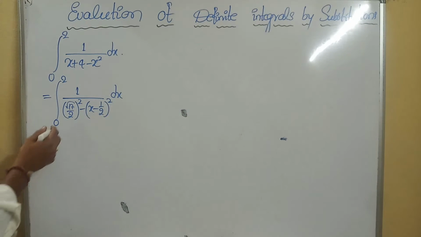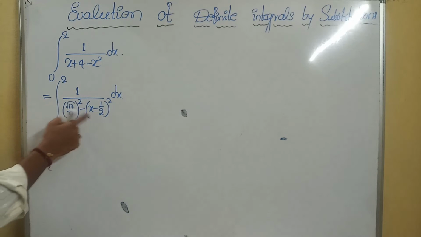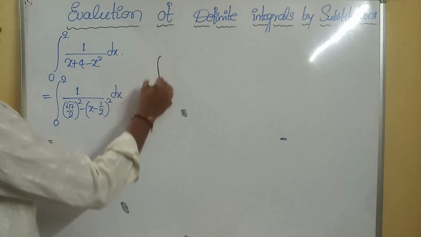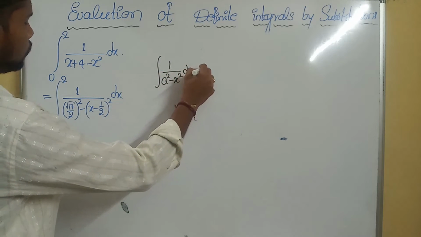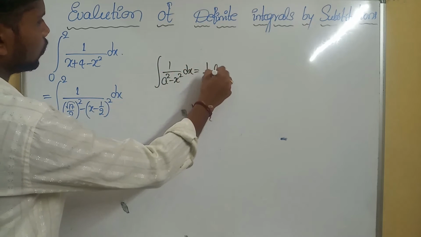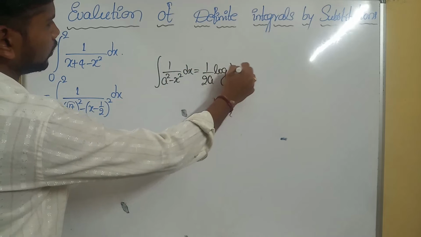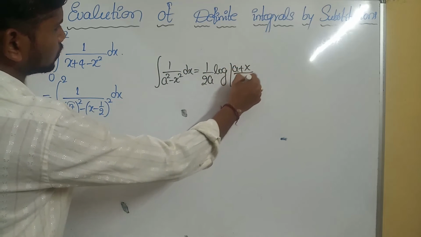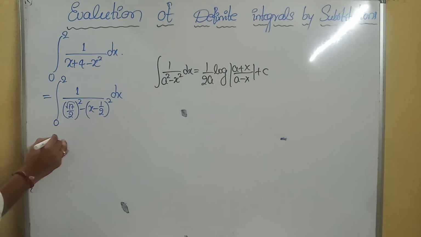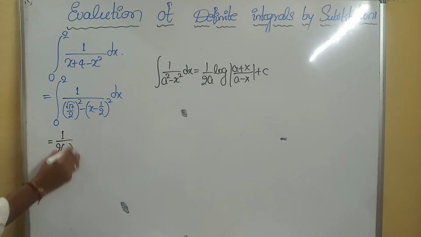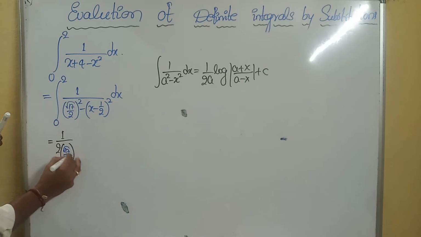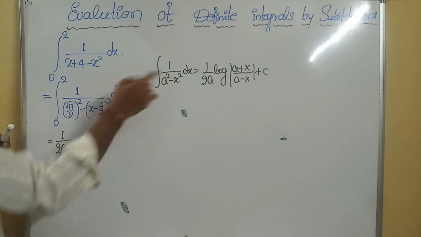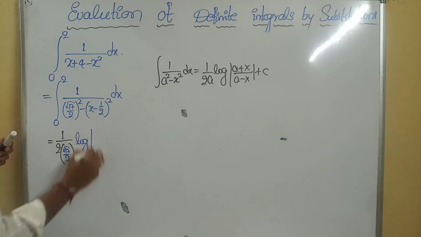Now it has the formula 1 divided by a square minus x square. What is the integral of 1 divided by a square minus x square? The formula will be 1 by 2a log modulus of (a plus x) divided by (a minus x) plus c. I'd like to use this formula, 1 divided by 2a. What is the a value? The a value is root 17 divided by 2. Got it? After that, log of modulus of a.